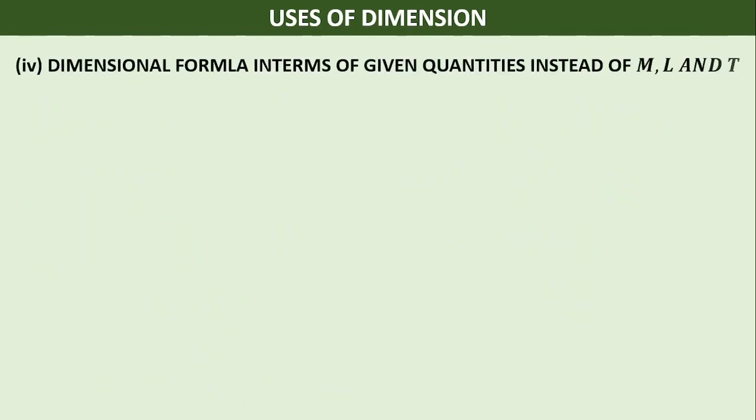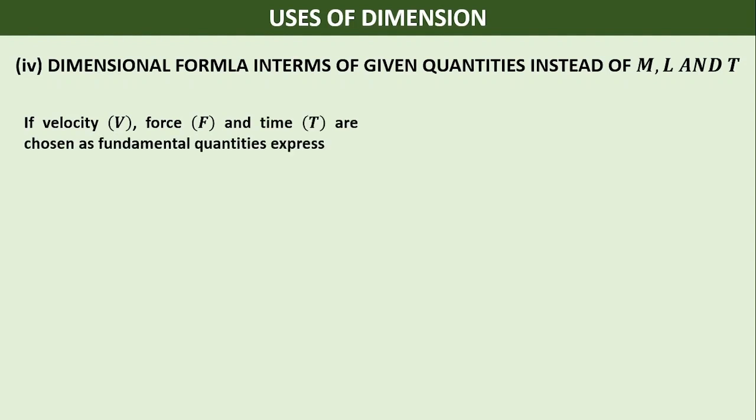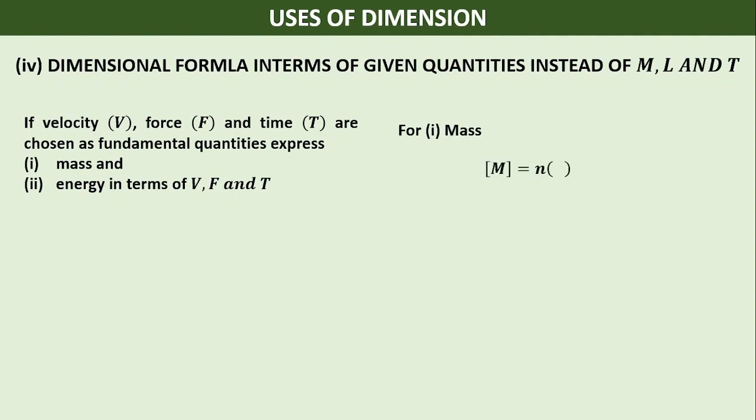Express the dimensional formula in terms of the given quantities instead of M, L and T. If the velocity v, force F and time t are chosen as the fundamental quantities, express the mass and energy in terms of v, F and t. Let us go with the first equation. The dimension of mass equals n times v power a, F power b and t power c.